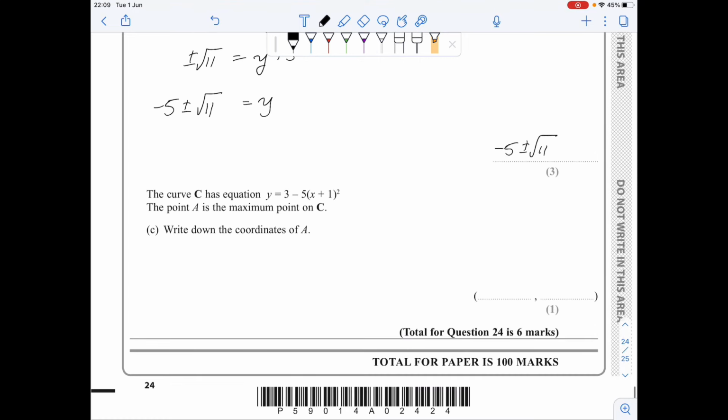And then in part C, I'm given an equation, y = 3 - 5(x + 1)². It has a maximum point at A. Write down the coordinates of A. Now the x-coordinate is the value of x that makes the bracket 0. So if x + 1 is 0, x is -1. And if x is -1, this disappears, giving 0. So the y-coordinate is 3. So (-1, 3) is the maximum point.